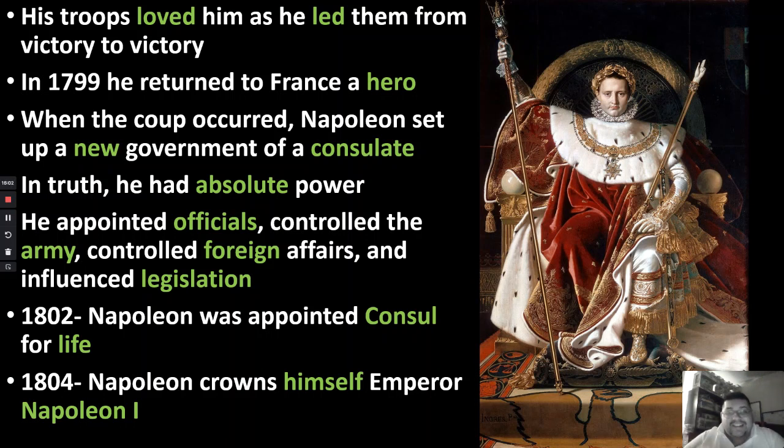So basically, he's setting himself up. And in 1802, he's appointed consul for life. They're like, your ideas, your help is so greatly appreciated, we want you to do this for life. And then two years later, he's like, since I'm doing all this stuff, I might as well be the Emperor of France. And he basically declares himself Emperor Napoleon the First.